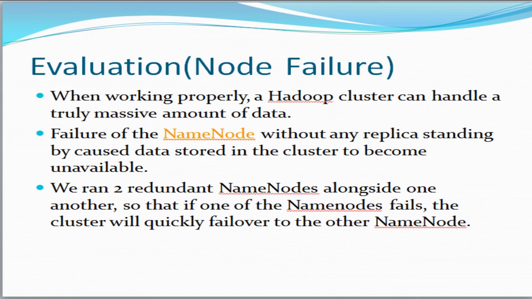Now that the implementation part has been taken care of by Neville, let's look into the evaluation. We'll take a look at how our project behaved in case of node failure. We looked into the application's behavior in case of name node failure. Basically, when working with a Hadoop cluster, if everything is working fine, the Hadoop cluster can handle a huge amount of data. But in case of name node failure, without any replica standing by, the data becomes unavailable. We also tried to run two redundant name nodes on AWS as a fix for this issue.